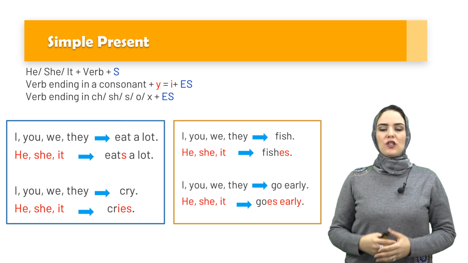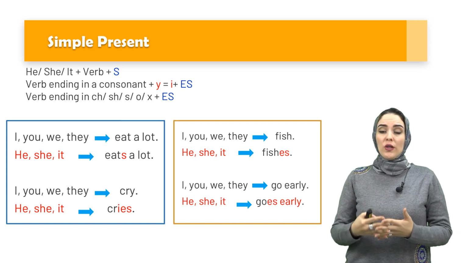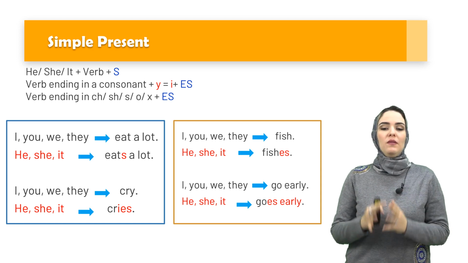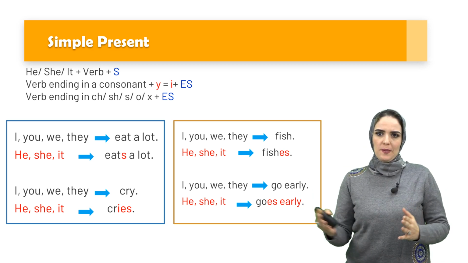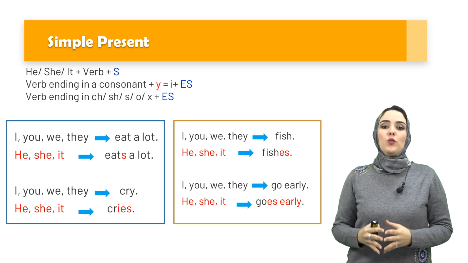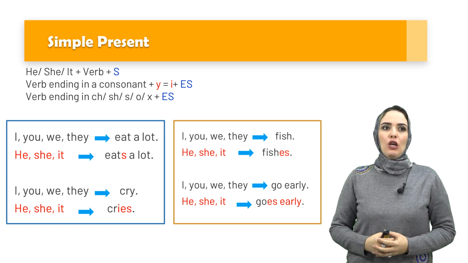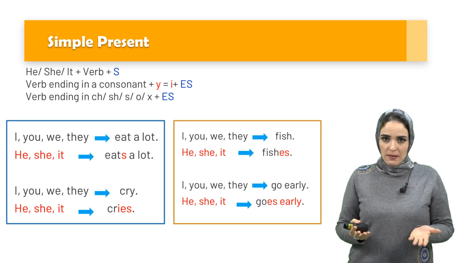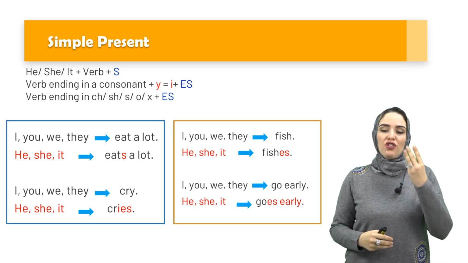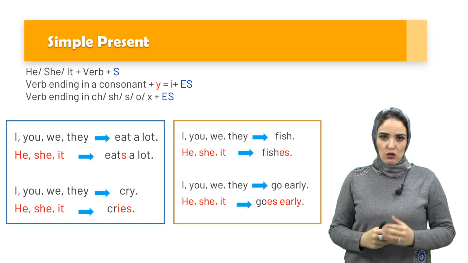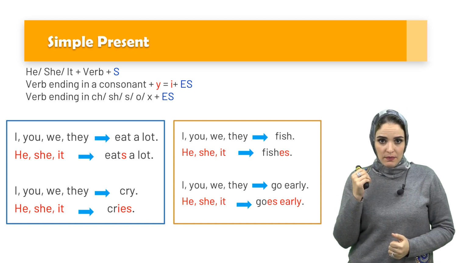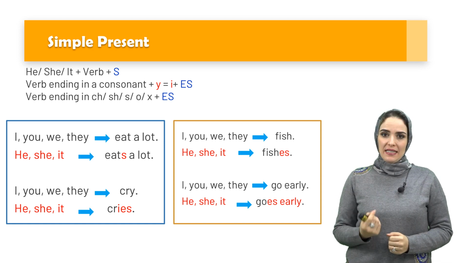Simple present. So we saw in the previous video the verb to be. Now we're going to talk about the other verbs. In English, when we conjugate the verbs in the simple present tense, we don't see any changes except when it comes to the third person singular, which is he, she, or it.